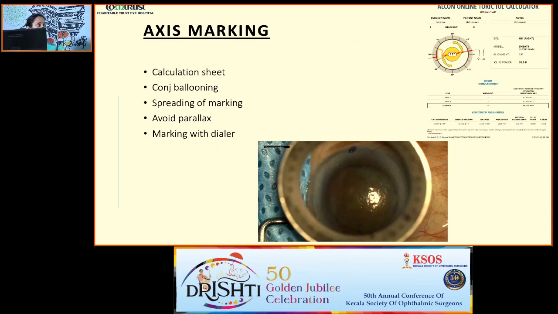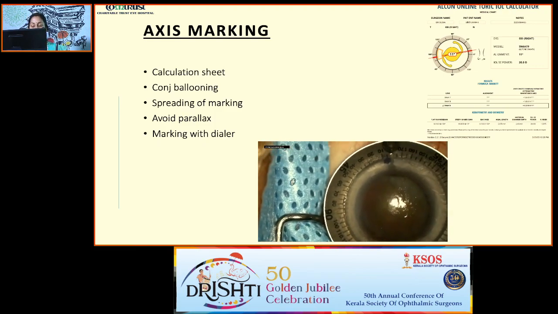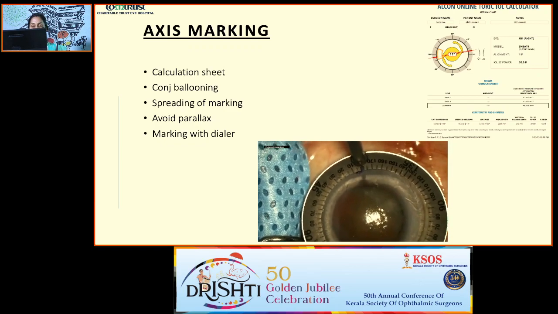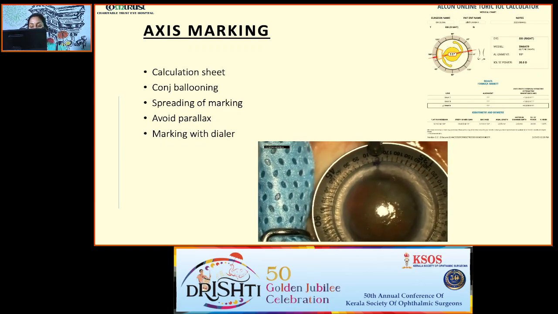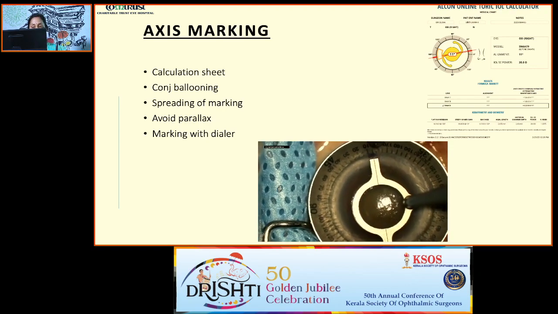Before doing the axis marking, see the calculation sheet. Here the axis marked is 11 degrees. If there is any conjunctival ballooning, swipe the fluid towards the fornix and clear it. In this video, you can see, take the toric dial, keep it over the limbus, align it to the reference axis 0, 180, and take the marker marked with gentian violet and keep it at 11 degrees.